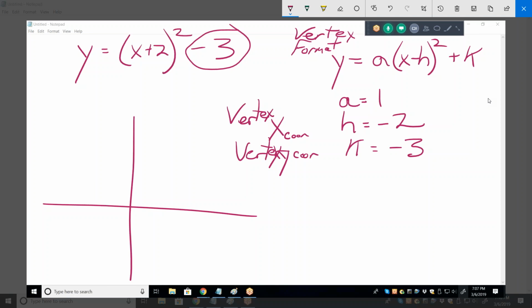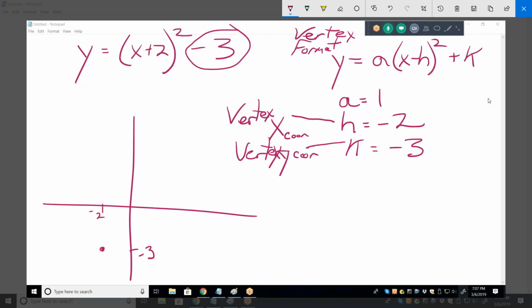H is the x coordinate of the vertex. K is the y coordinate of the vertex. So where's this vertex? Negative 2, negative 3. So I'm going to call that negative 2, and we'll call this negative 3. So I know that right there is the vertex.